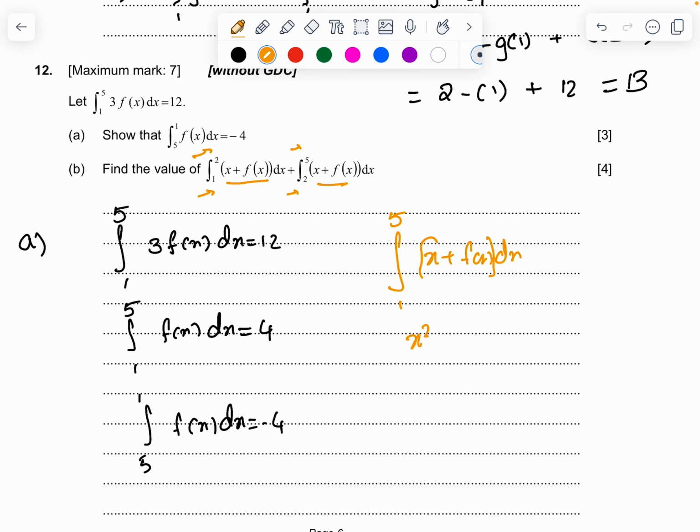So the integral of x is x squared by 2 from 1 to 5, and the integral from 1 to 5 of f of x dx. So it becomes 25 by 2 minus 1 by 2, plus this value, which is nothing but 4. So what is going to be the answer? 12 plus 4, 16.